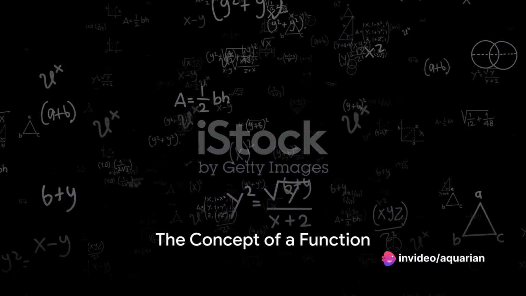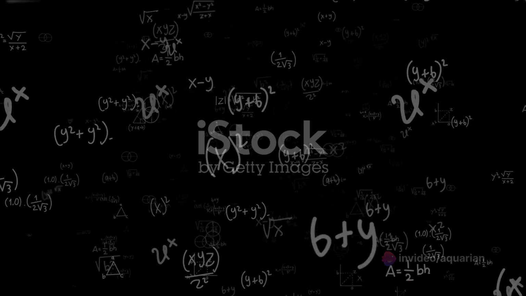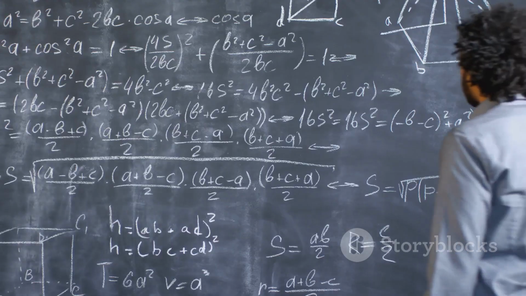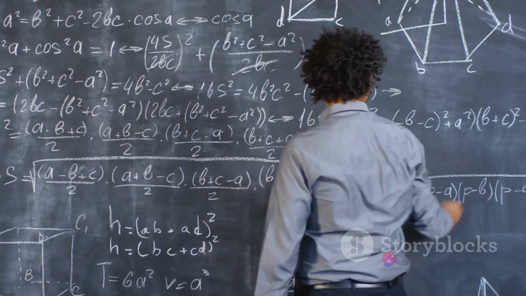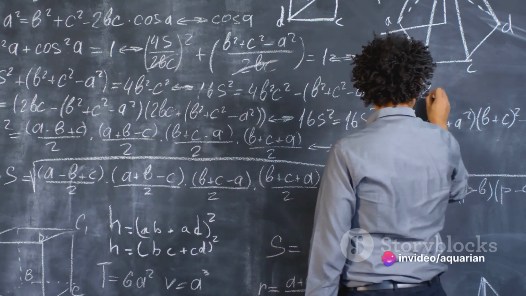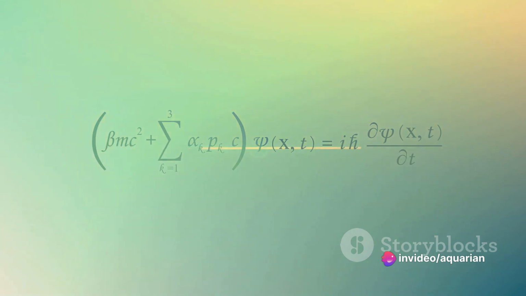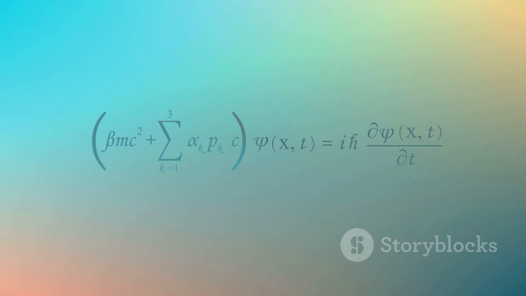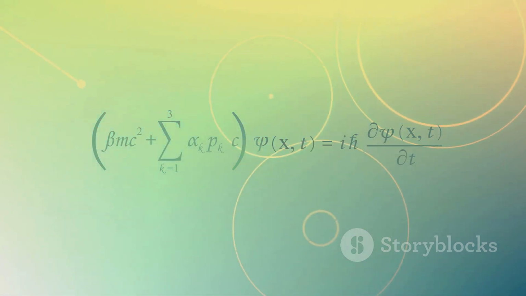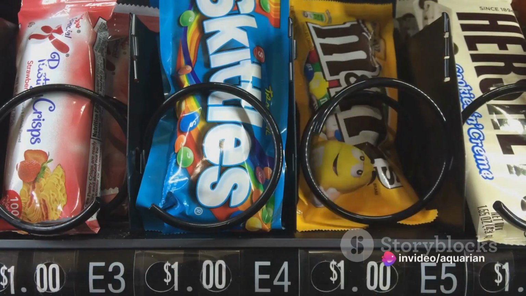Picture a machine. You feed something into this machine, and it produces a result. A function, in the realm of calculus, operates similarly. It takes an input, processes it, and then produces an output. This output is entirely dependent on what you feed into the machine, or in our case, the function. A function is a rule or a set of rules that assigns each input exactly one output. This is a crucial point to remember.